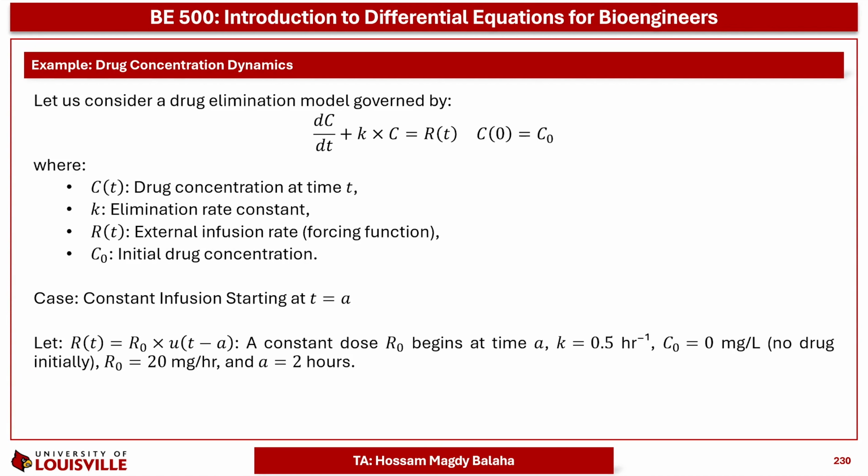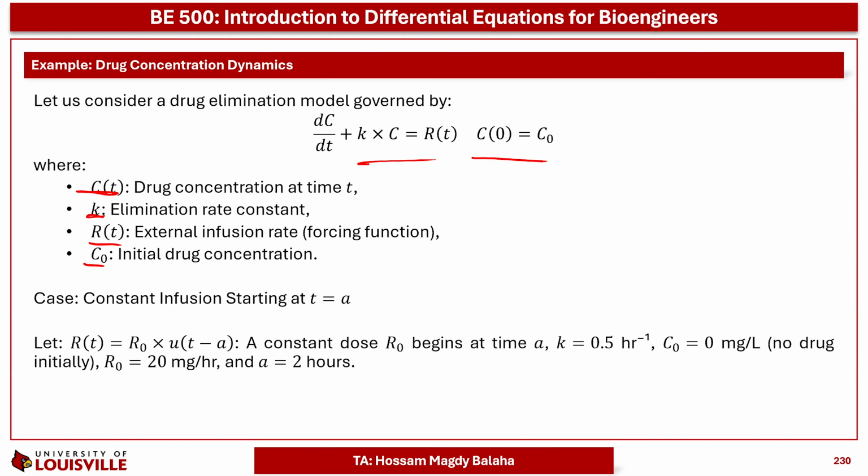To understand that, let's begin with this example. Let us consider a drug elimination model governed by this equation, dC/dt plus kC equals r(t), with the initial condition C(0) equals C0, where C(t) is the drug concentration at time t, k is the elimination rate constant, r(t) is the external infusion rate, or the forcing function, and C0 is the initial drug concentration.